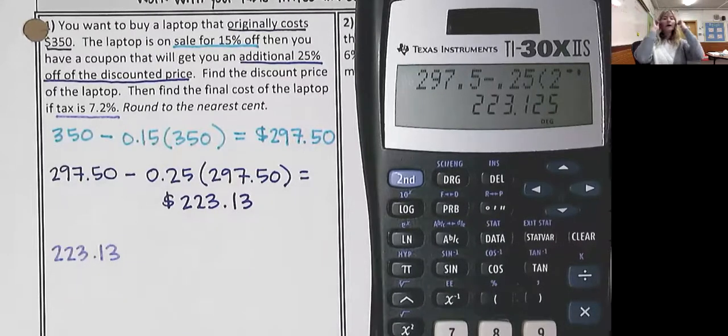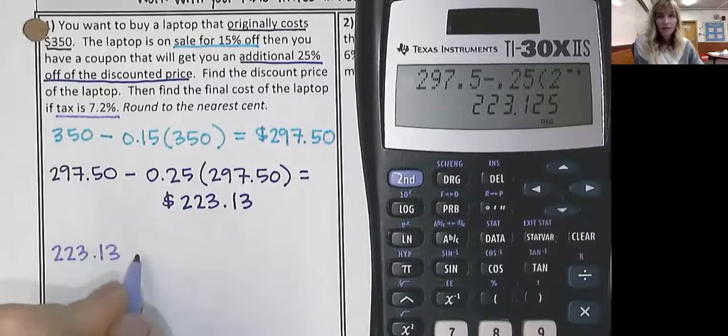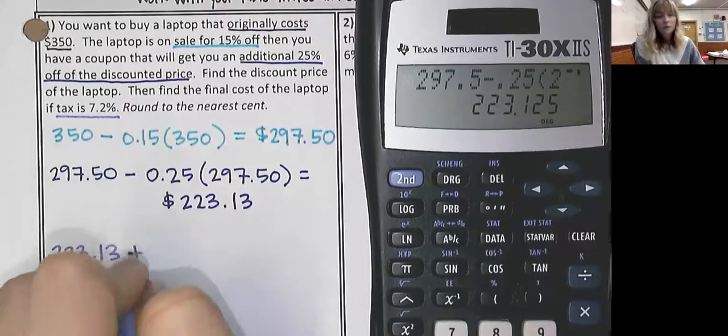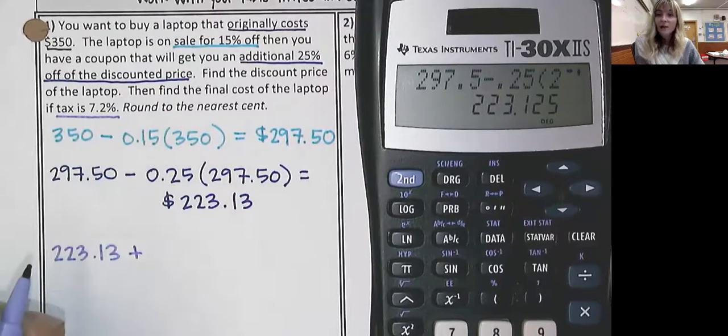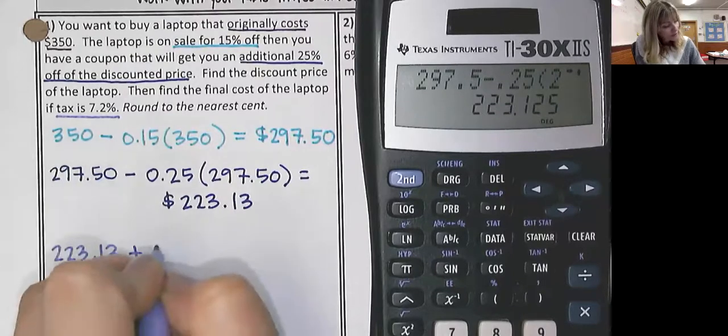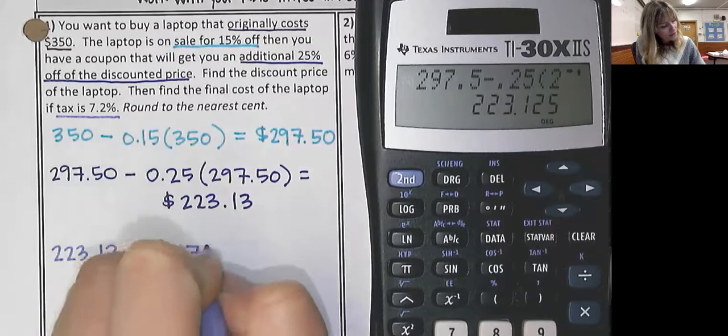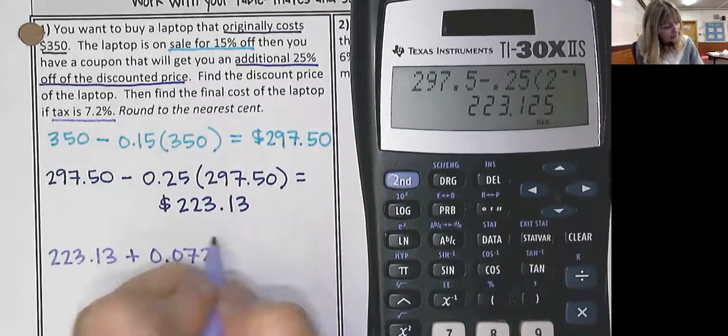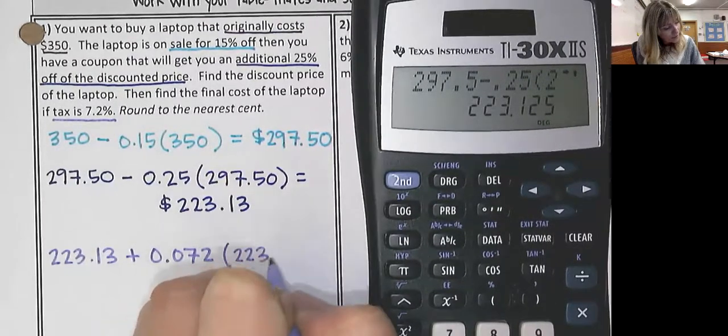Here's the other thing. I'm now calculating tax. So should I put plus or minus right here? Plus, of course, tax is going to add on to your cost. 7.2% is 0.072. 7.2% of what? Of our new original.